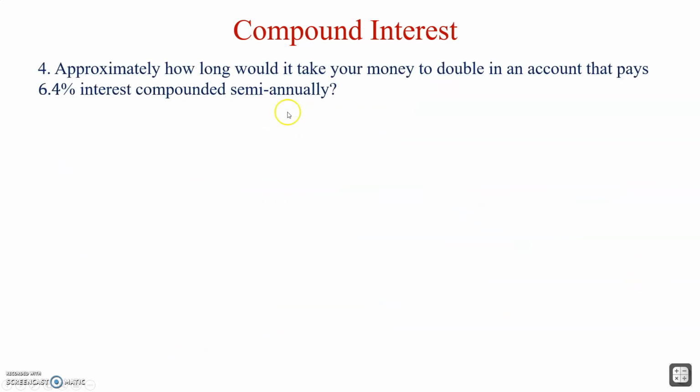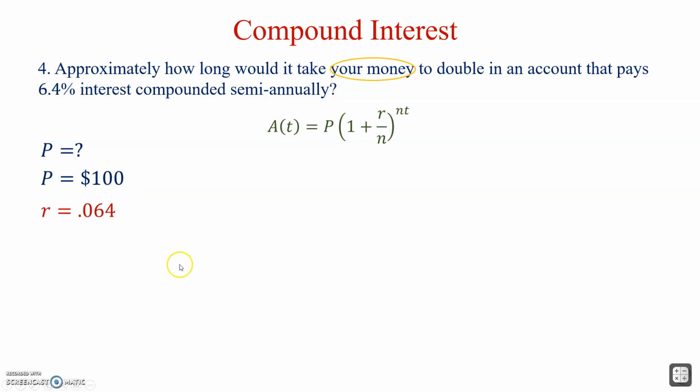Number 4. Approximately how long would it take your money to double in an account that pays 6.4% interest compounded semi-annually? We'll still start with the same compound interest formula, and let's see what they gave us. P, the original amount, they didn't tell us. It just said your money. So we'll just come up with some random amount. Let's say you had $100. So P will be $100 for us. The rate is 0.064, because all I did was take this, divide by 100, and move the decimal 2 places to the left.